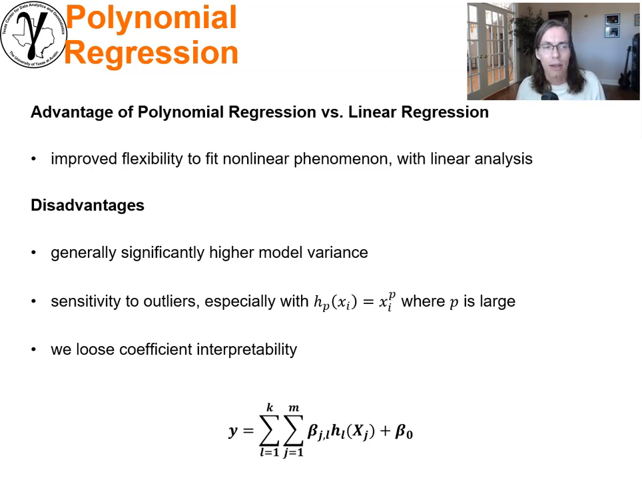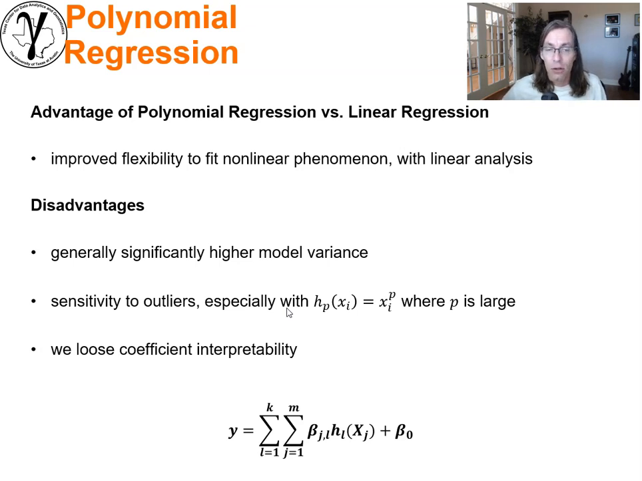So let's just talk about the advantages and disadvantages, comparing and contrasting with linear regression. So polynomial regression versus linear regression. You get improved flexibility to fit nonlinear phenomena, and we're doing it with linear analysis. That's cool. But there's always a cost. And so the disadvantages include significantly higher model variance, and we'll talk more about that. If you think about it, there's going to be greater sensitivity to outliers, because now you're taking, in the case of polynomial expansion, up to a power, and I show it as p, but it could be just shown as k as we did before.